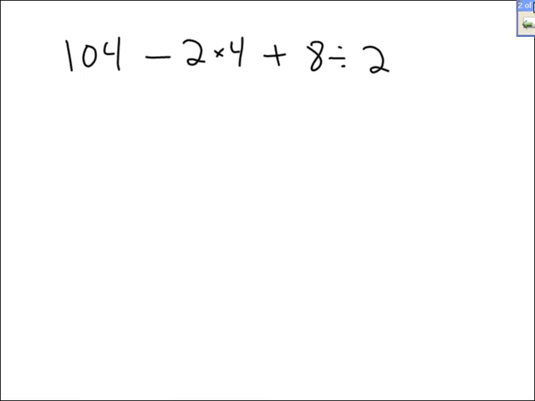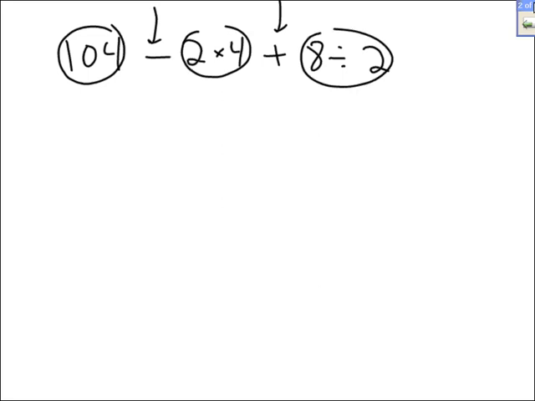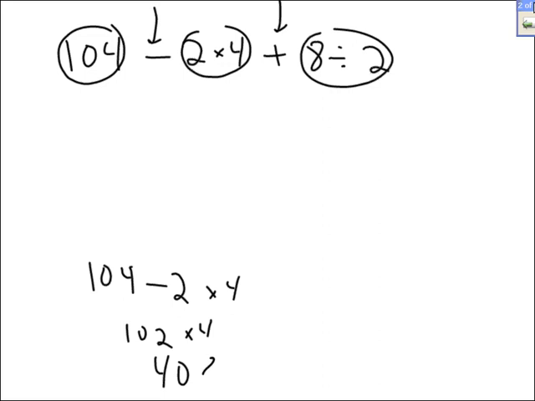So now I'm going to push the terms. If you have 104 minus 2 times 4 plus 8 divided by 2, the only addition and subtraction symbols are the ones just highlighted. It's this number minus this number plus this number. If you do it this way, you will not go 104 minus 2 is 102, and when I multiply that by 4, I get 408.